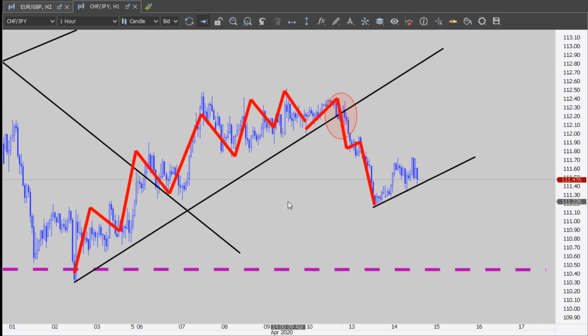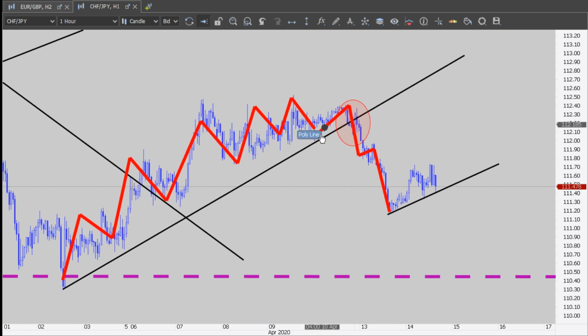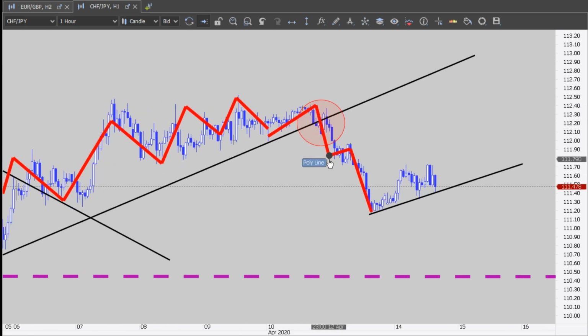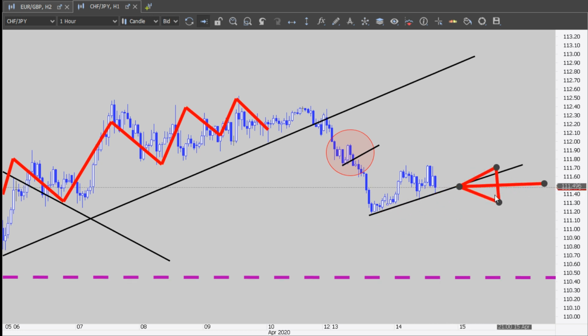Okay, so Giuseppe is short. Okay, Giuseppe, I don't know, where did you enter? If you entered short here, circle, if you entered short here is okay. If you entered short somewhere in here, you are maybe premature because of the uptrend line.